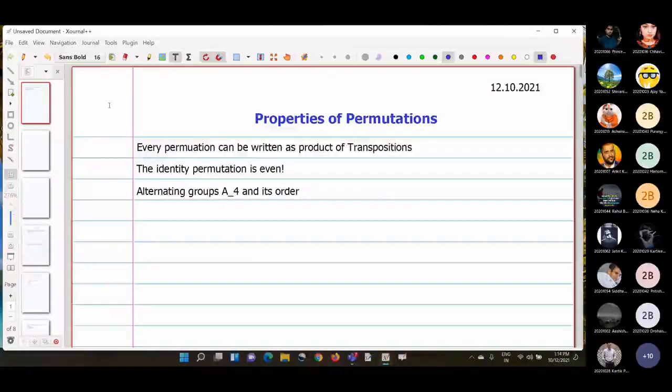In the last lecture we were proving the nature of the identity permutation, that is, the identity permutation is even, and we defined what we mean by even permutations and what we mean by odd permutations. For this we started the proof, but somehow we could not complete it yesterday. So today I will start from the beginning on how to prove this.